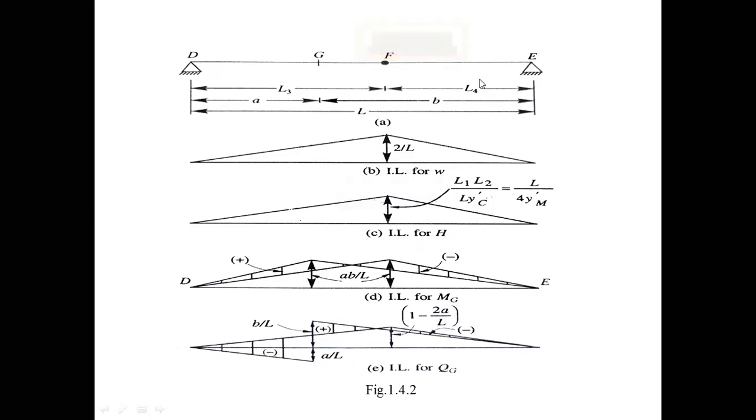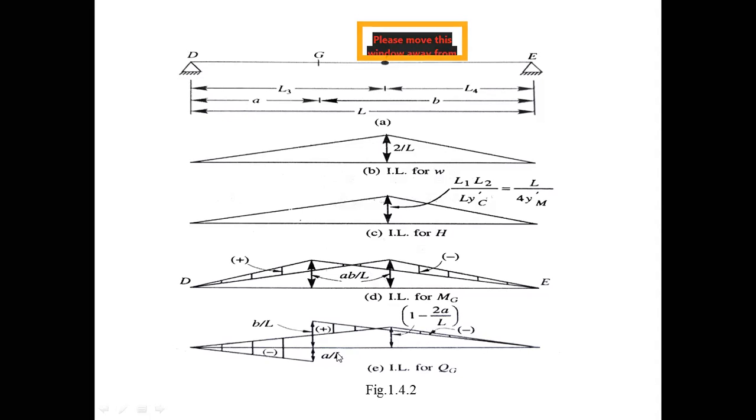I cannot explain all these things in this situation. So this ordinate is a by L and this ordinate is b by L, and at a particular point F, the ordinate is 1 minus 2a by L. Right? So using these influence line diagrams, you can calculate the bending moment and shear.